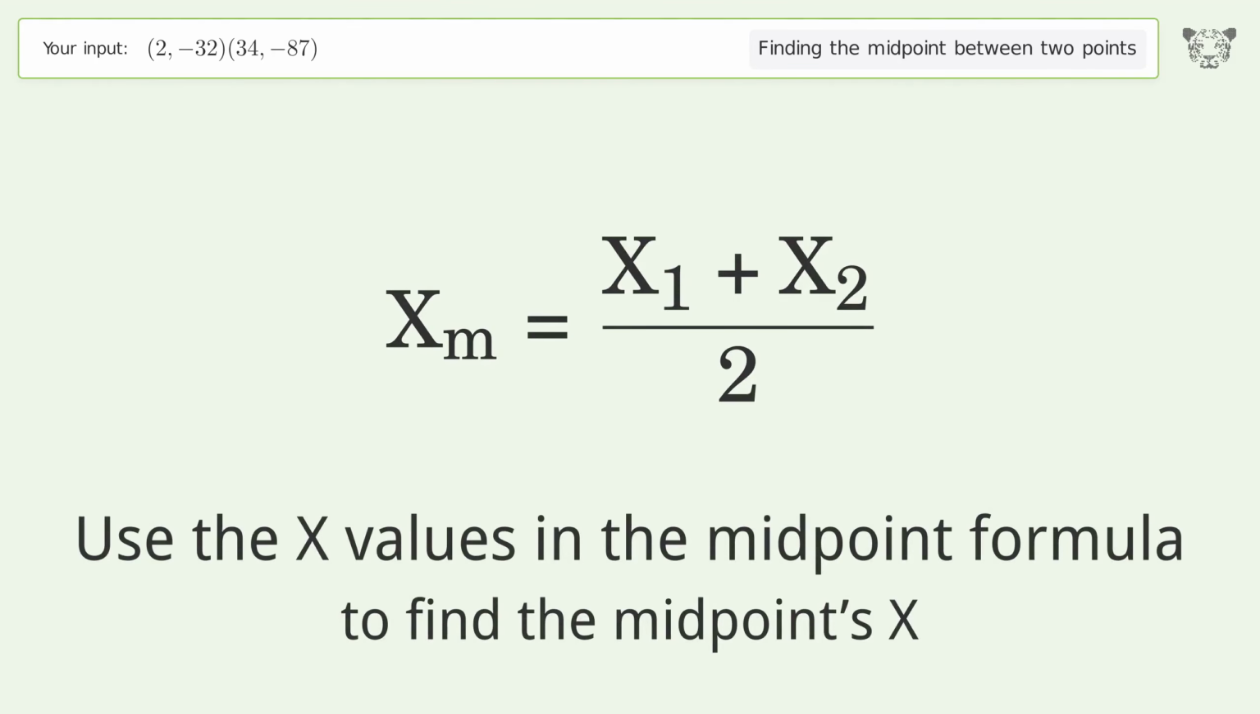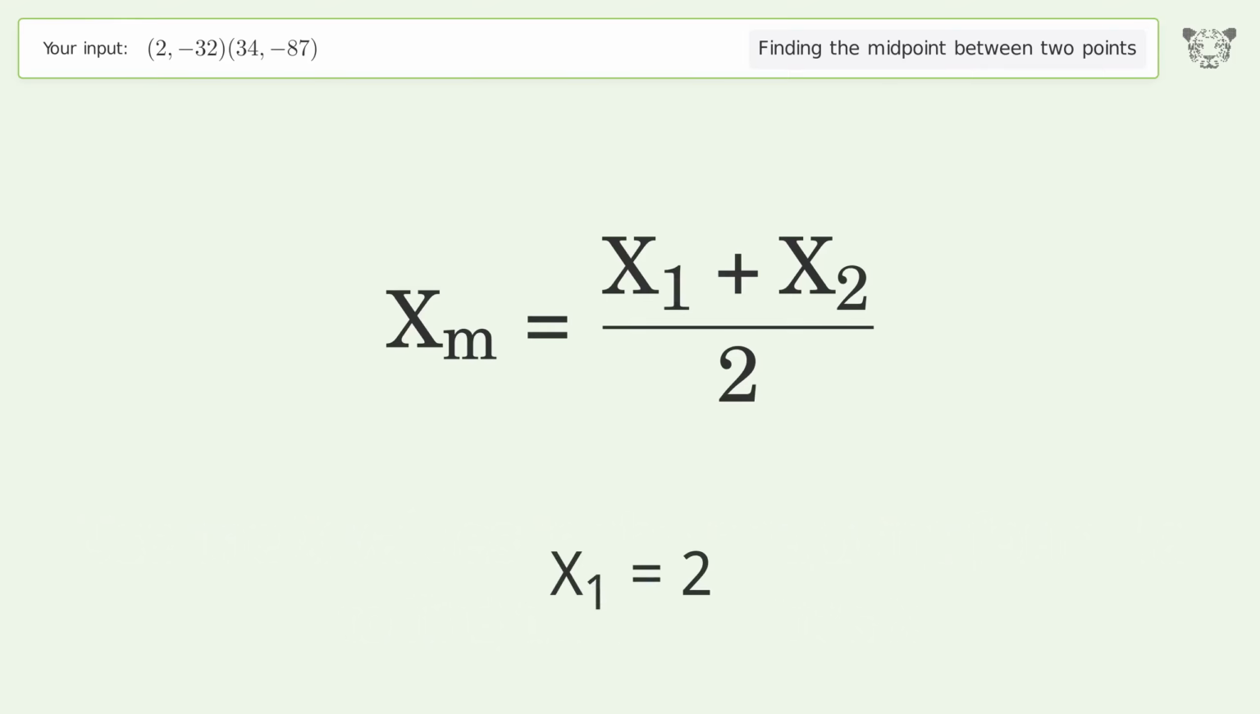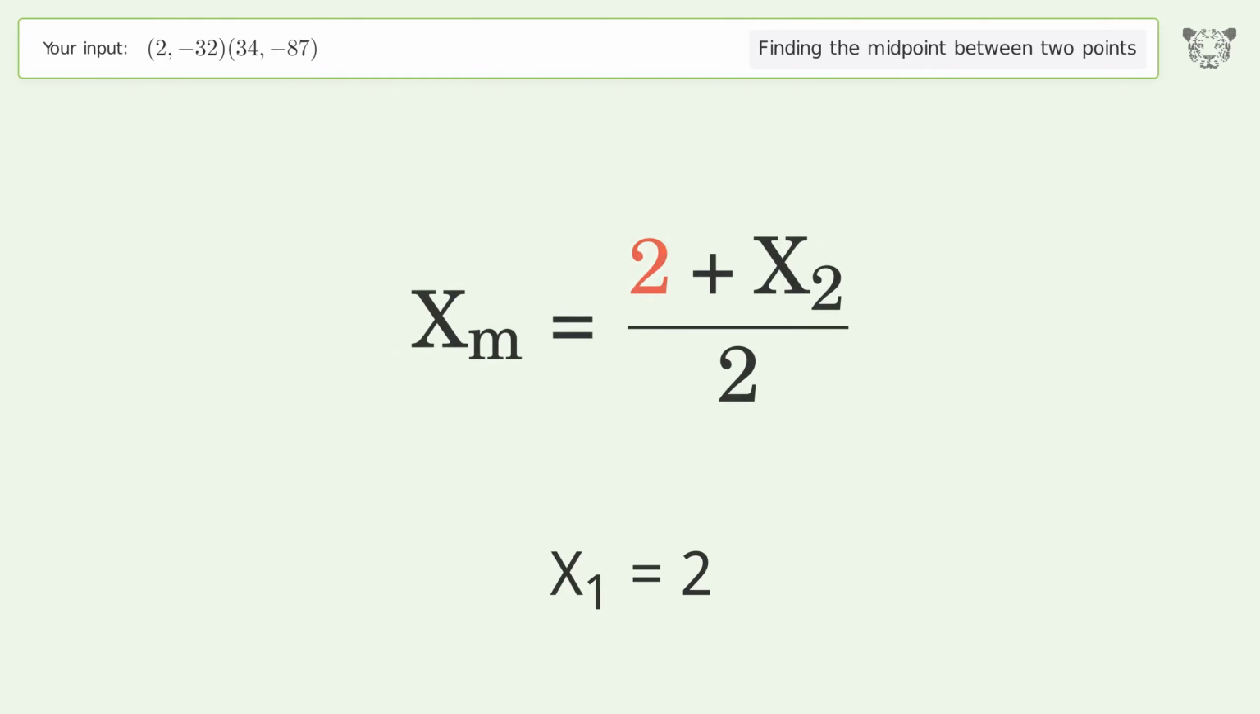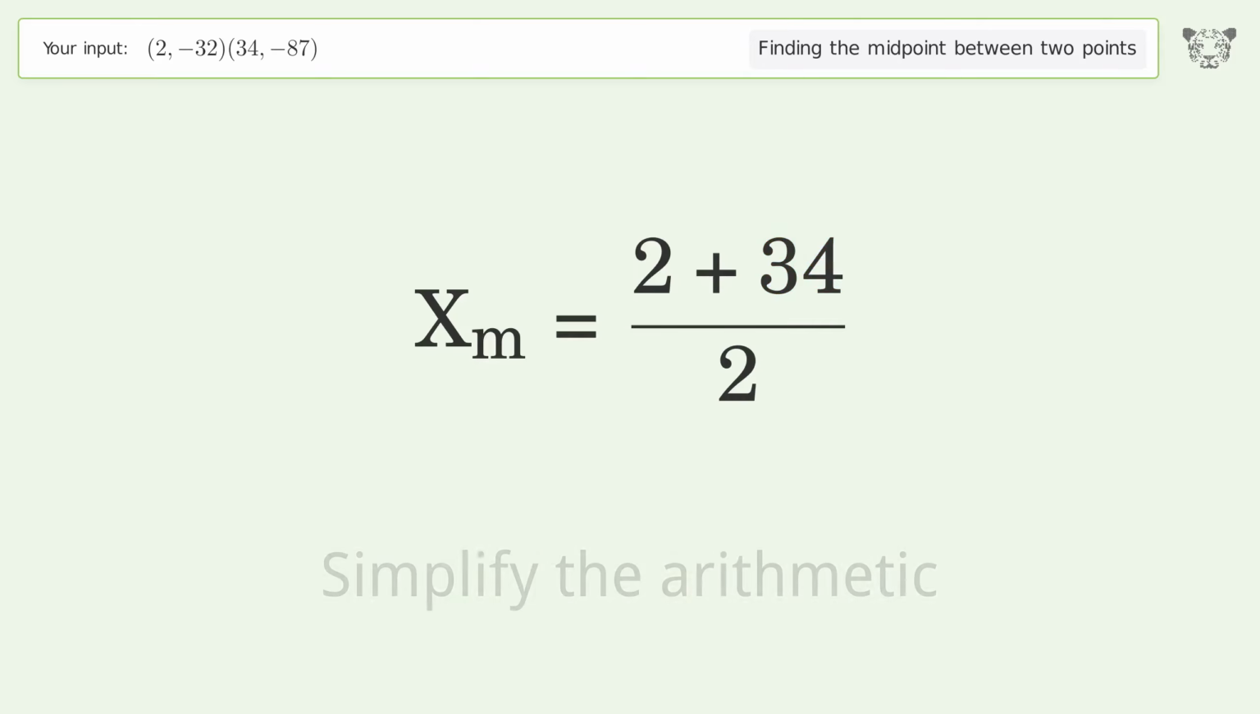Use the x values in the midpoint formula to find the midpoint's x. x1 equals 2. x2 equals 34. Simplify the arithmetic.